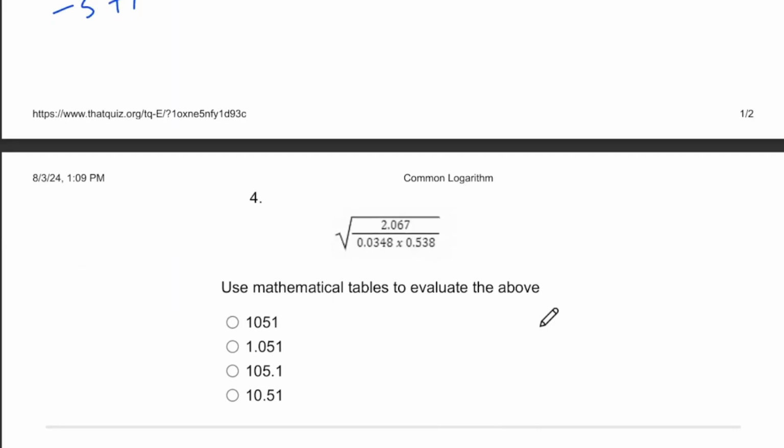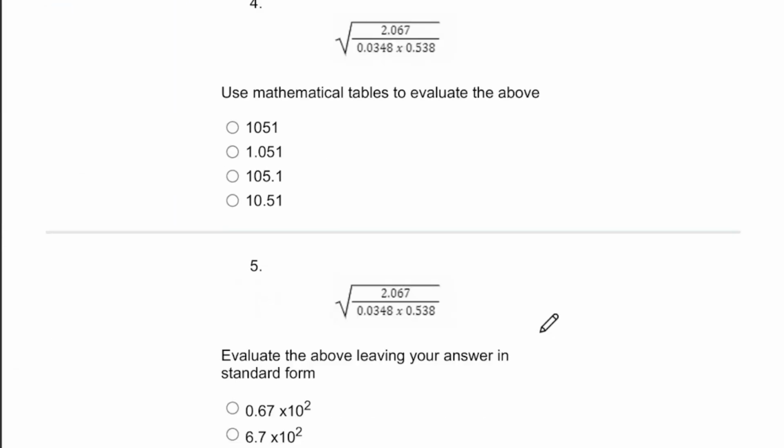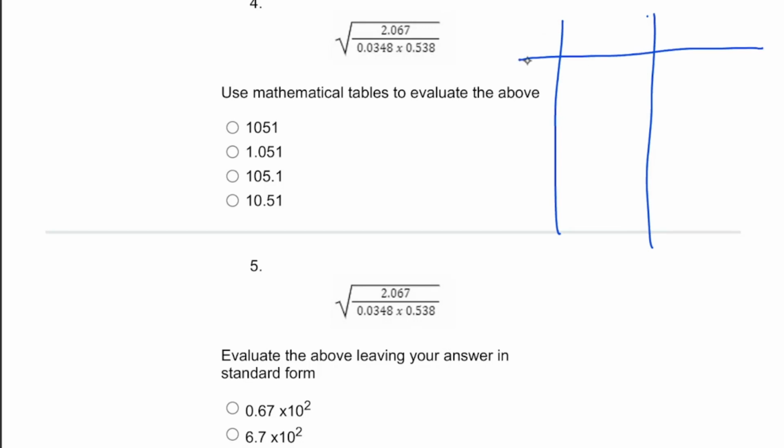Then question number 4. Question 4 now. So this will be in two forms. So we're going to have like this. Let's have the number here, then log. So other calculation will do there. So we have 2.067. So this will give us 0 points.